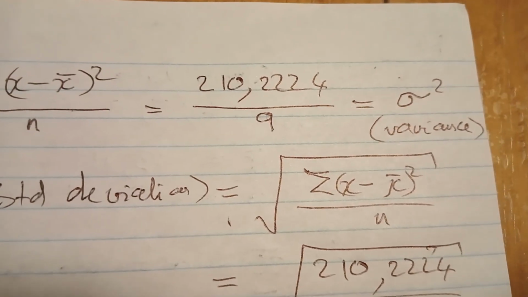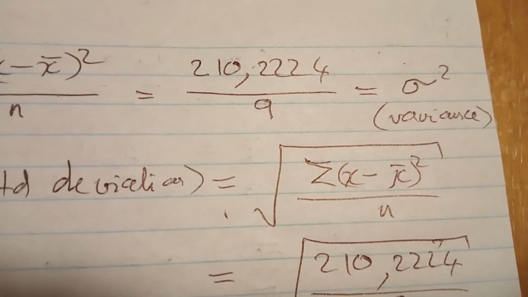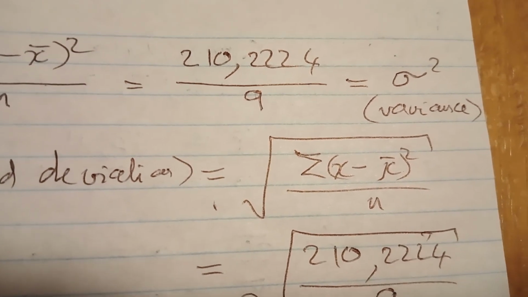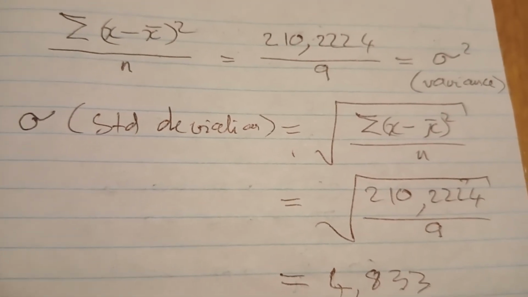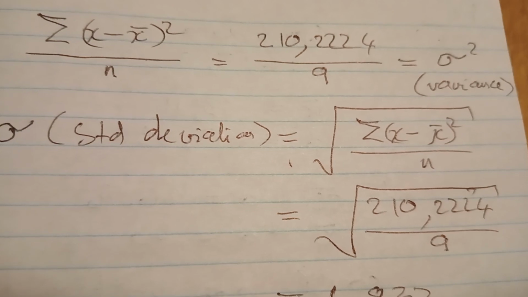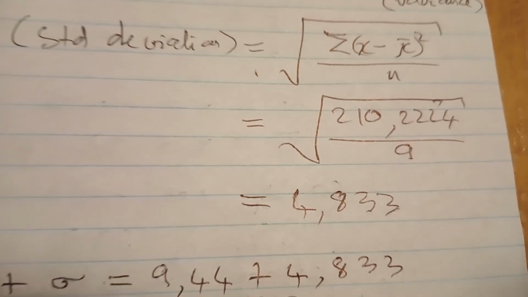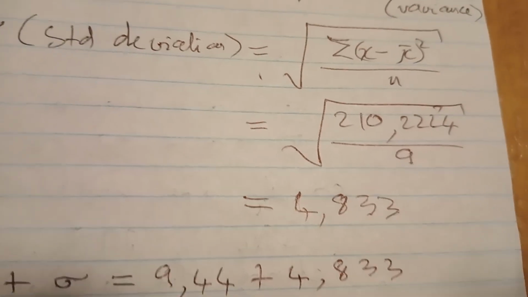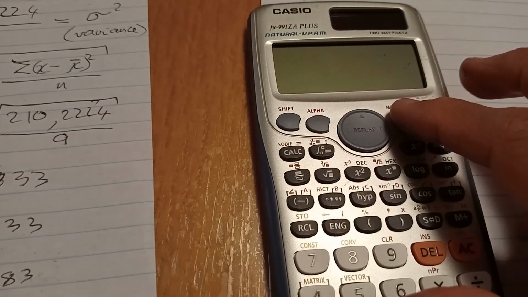So 210.224 divided by 9 gives us the standard deviation squared, which is otherwise called the variance. We won't go into that now, but later in another episode. So the standard deviation, therefore, has to be the square root of the sum of x minus the mean, all squared, divided by the number of data. And if you do that, you get an answer of 4.833.